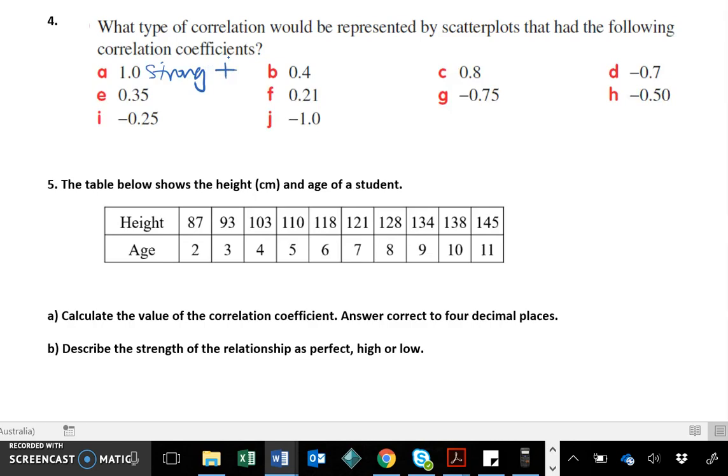0.8, probably say that is still strong positive. Negative 0.7, probably moderate to strong negative. You get the idea. Okay, so I'm going to let you fill those ones in yourself as well.